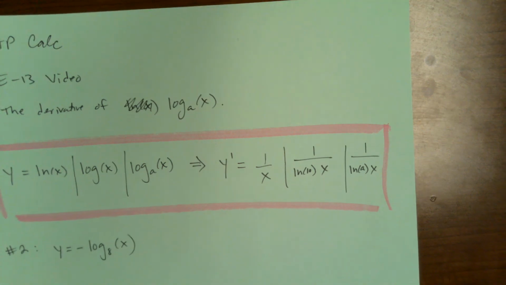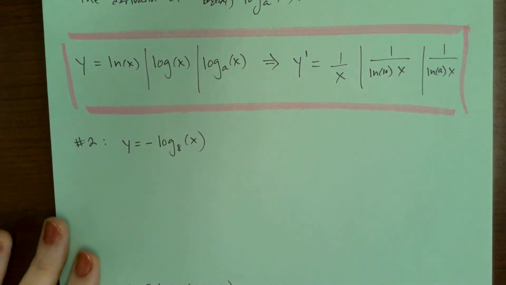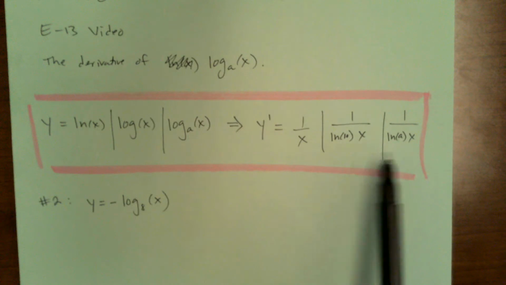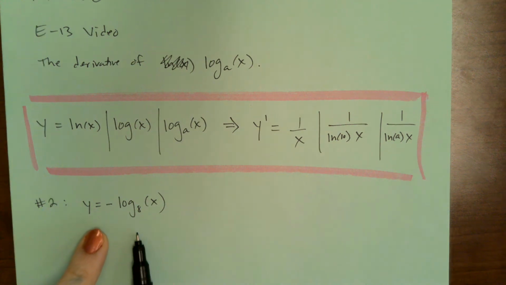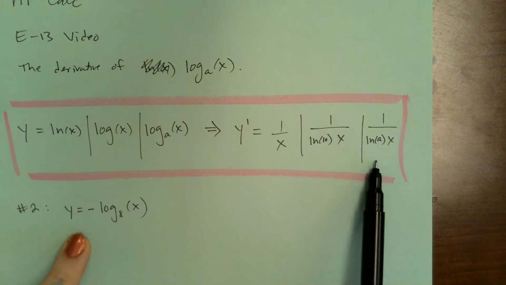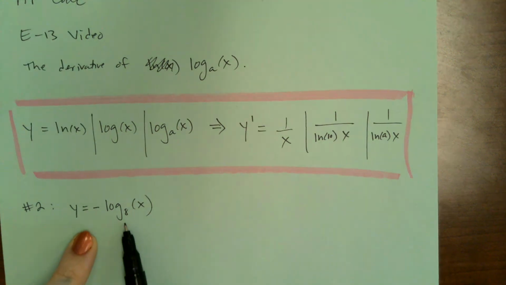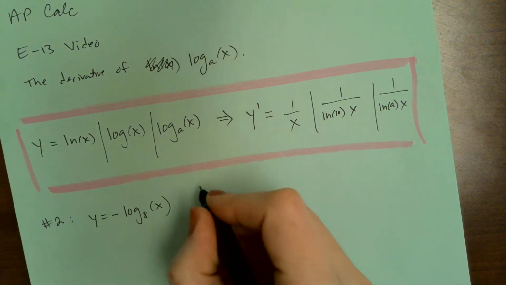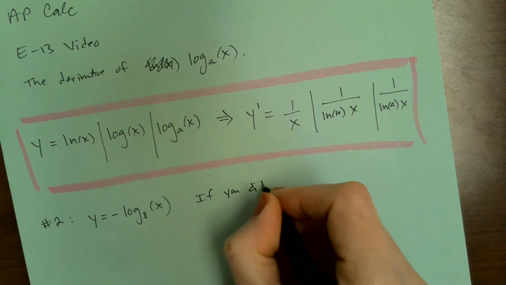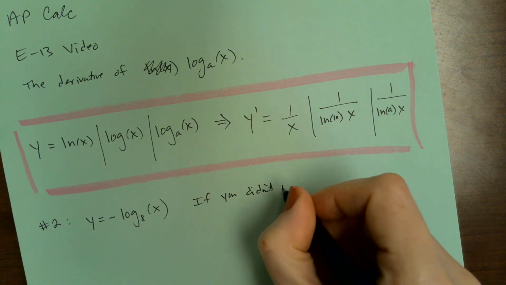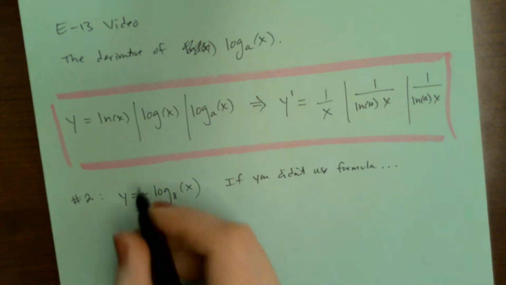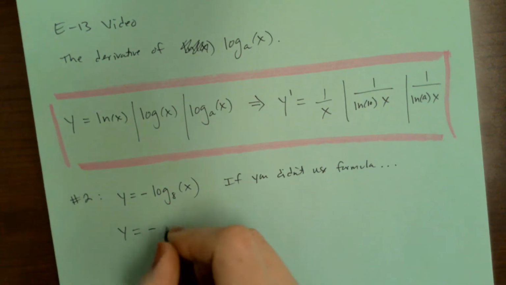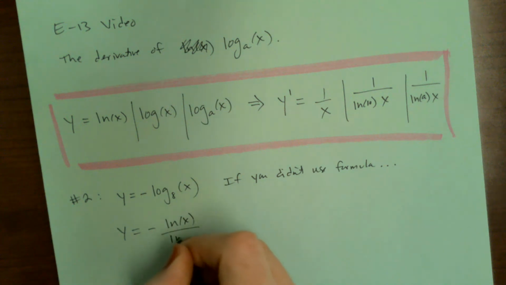All right, so let's do this. I recommend you don't really need to memorize these formulas, guys, because you could just do this example like you didn't know this formula, but you knew how to rewrite this using natural logs. And then for the other examples, I'll use the formulas. If you didn't use the formula, you'd say this is y equals negative natural log of x over natural log of 8.